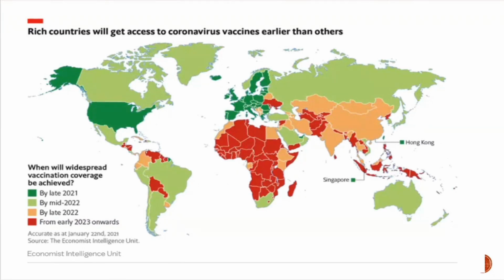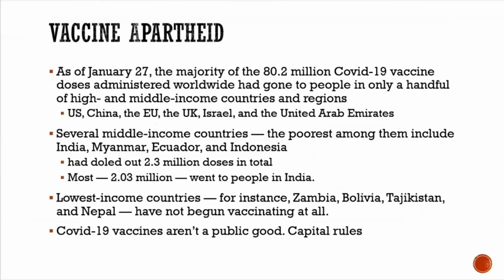This is from the Economist Intelligence Unit data, and it talks about when widespread vaccination coverage will be achieved in some of these other countries. The ones in deep green, 2021; the lighter green, by mid-2022; orange, late 2022; and then some countries won't even achieve this till early 2023, so that's 2 years from now. Again, showing the huge disparities there.